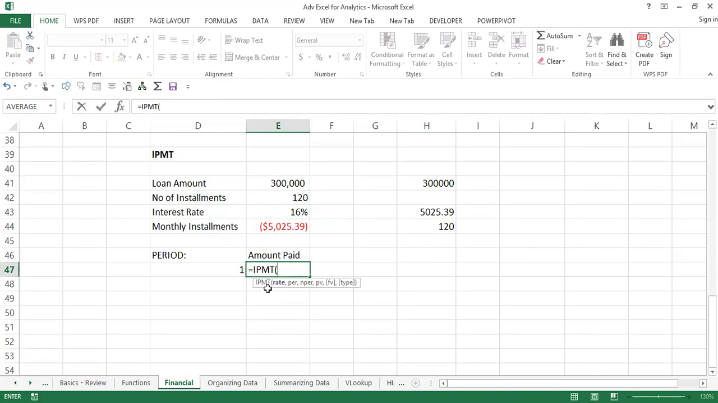Yes. So it's asking for rate. That rate, I suppose, is monthly. What else is he asking for? So asking for period. Yes, the period. Now, we are looking for the first month, not number of periods. So the period we want to calculate interest for is the first month.